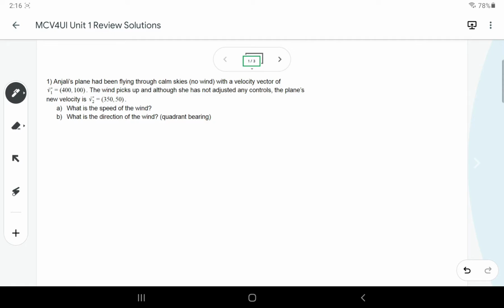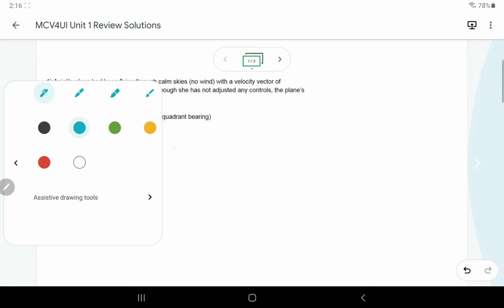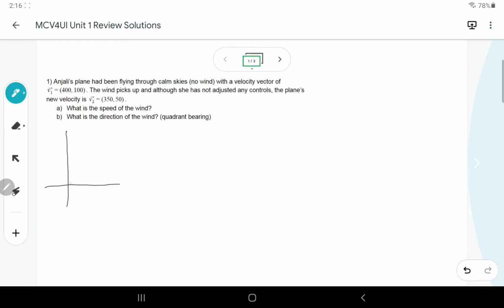Okay, so the first question says, Angele's plane had been flying through calm skies with no wind with a velocity vector of 400, 100. So we can sketch that out, and maybe I will make her plane's vector blue. So about there, that is the velocity of the plane, 400, 100.